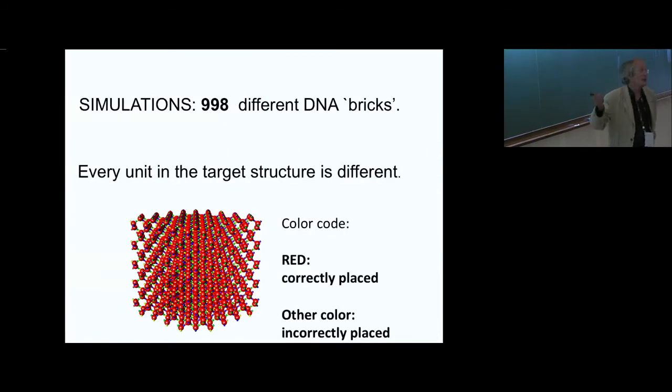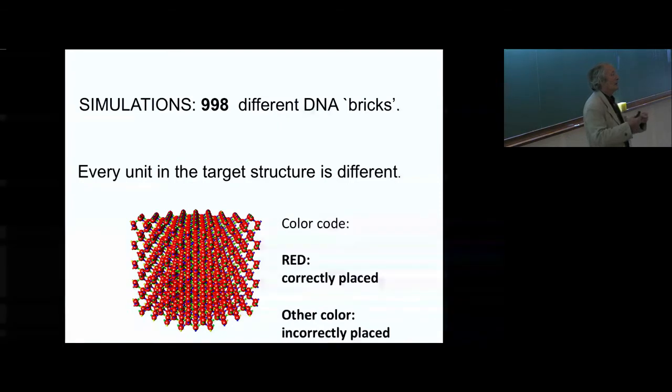Okay, simulations. Being a computer simulator, if I want to understand something, I feel that I should be able to build a model that shows the phenomenology of the experiments, and then I can look in more detail at what's going on. So what you see here is not 1,000 different DNA bricks, it's 998, but that's close enough. We said, we know that these particles have four neighbors, so we made a very simple model where we took into account the fact that the particle effectively has four patches, like what we heard earlier this morning.